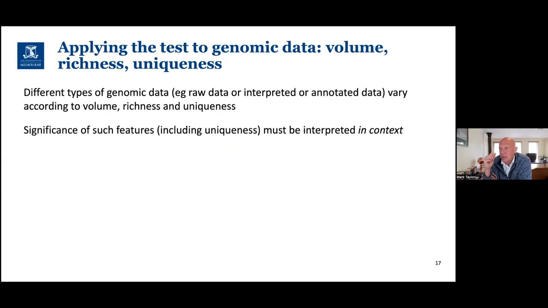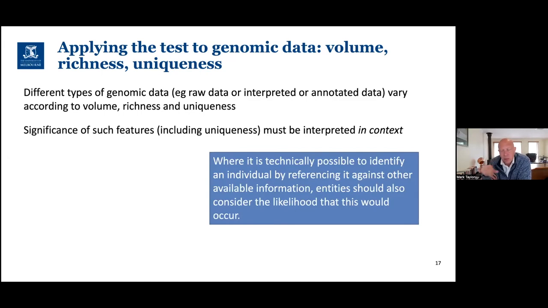And the significance of features, including uniqueness, has to be interpreted in context. And this is where other guidance, I think, comes in and is more useful, where the regulator notes that where it's technically possible to identify an individual by referencing the data in question against other available information, entities should also consider the likelihood that this would occur.